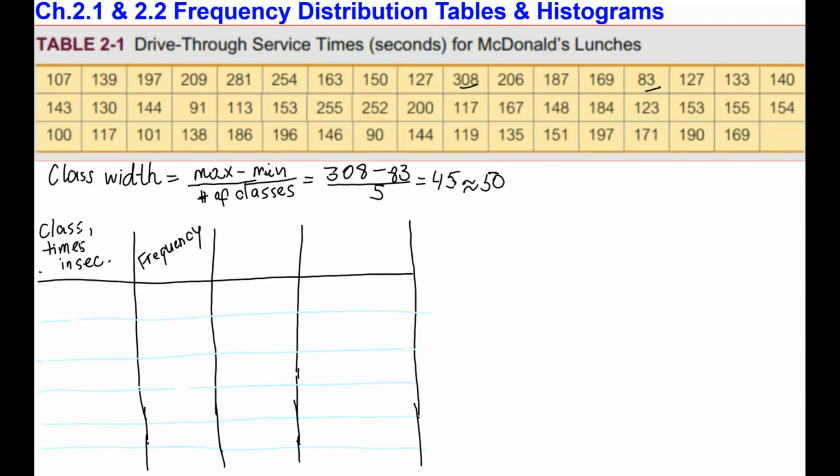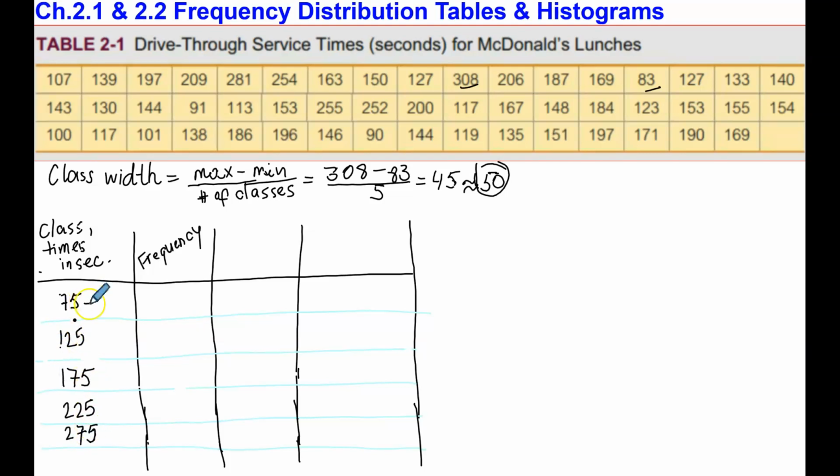Next, choose the value for the first lower class limit by using either the minimum value or a convenient value before the minimum. We're going to choose 75 for the first class. Since the minimum value is 83, we want to go a little bit lower. Using the first lower class limit and the class width of 50, list the other lower class limits by adding the class width to the first lower class limit. 75 plus 50 is 125, plus 50, and so on for the rest of the classes.